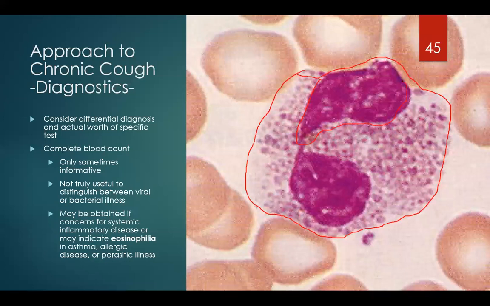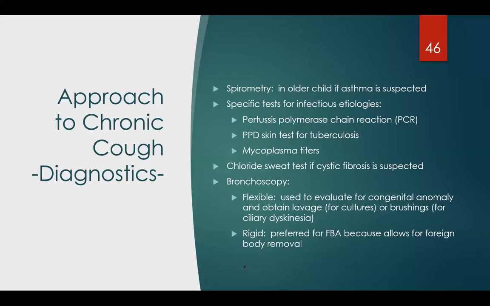So this eosinophil is involved in allergic reactions. Eosinophilia is found in allergic reactions, parasitic diseases, and asthma. Eosinophils fight those and fight allergens, and that's why we see those elevated in the blood of those people. We can also do some spirometry if we're suspicious for asthma and we have time.